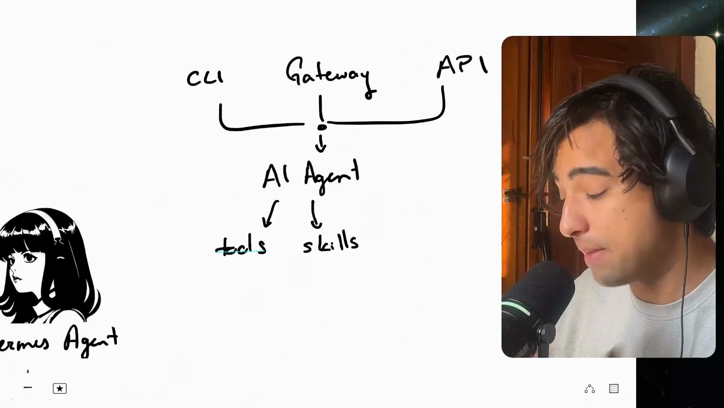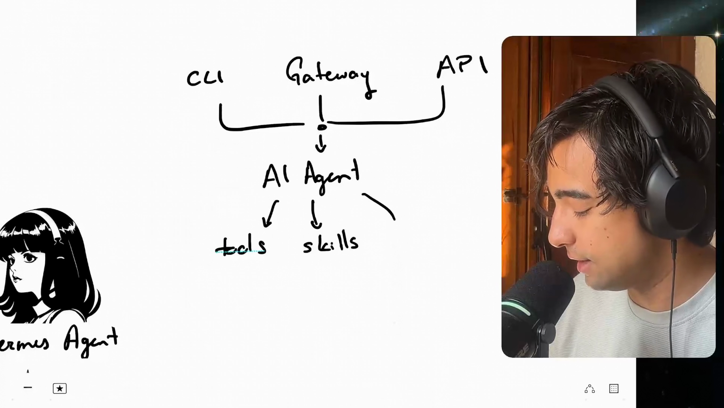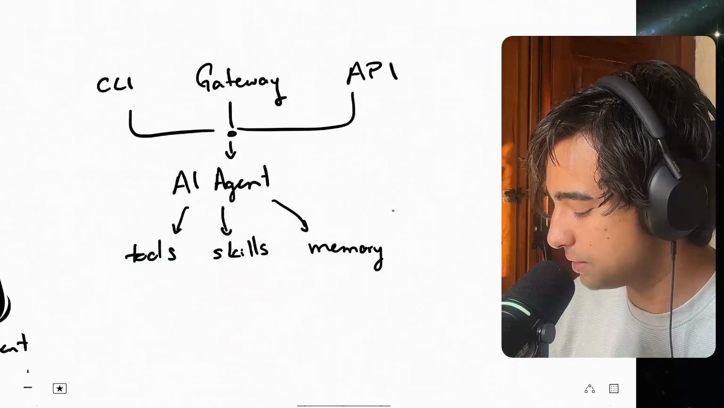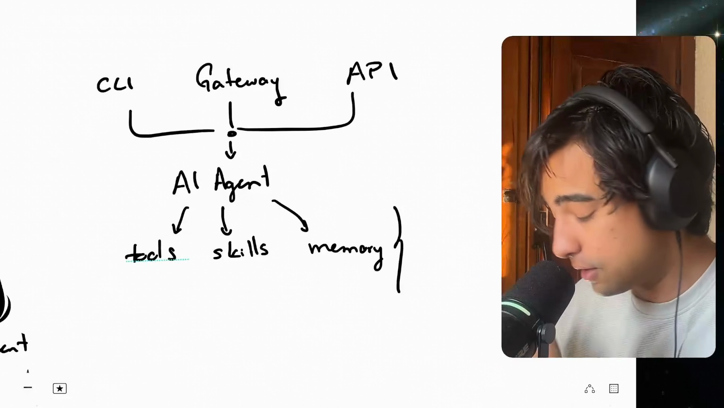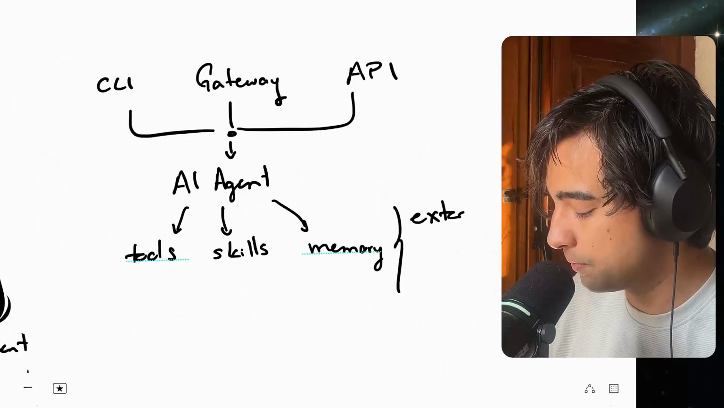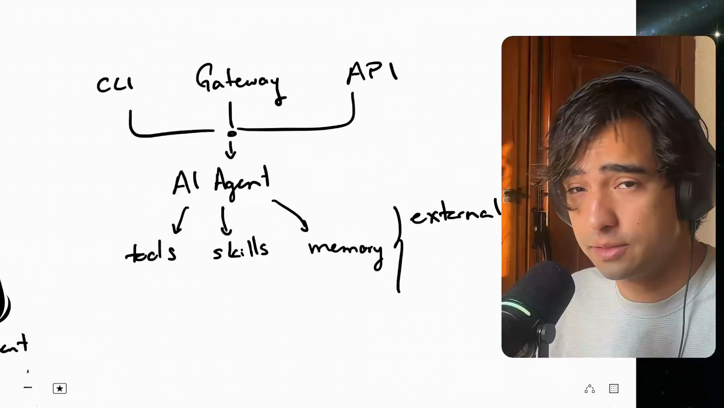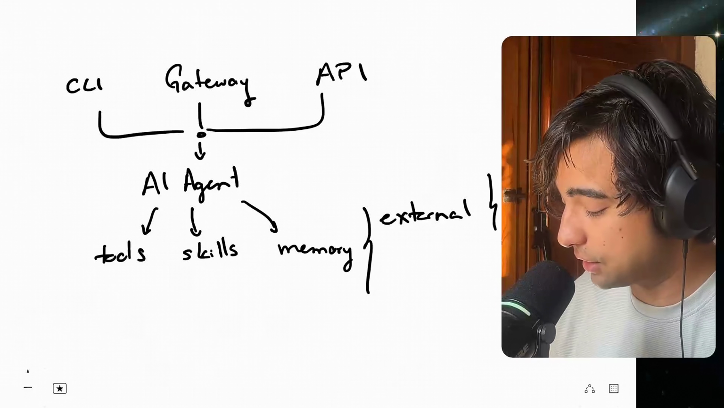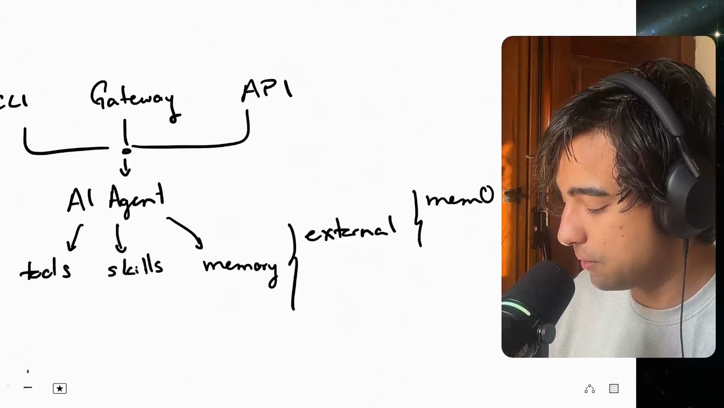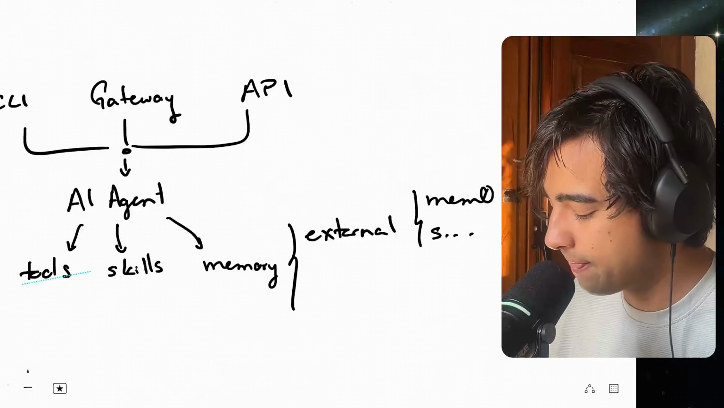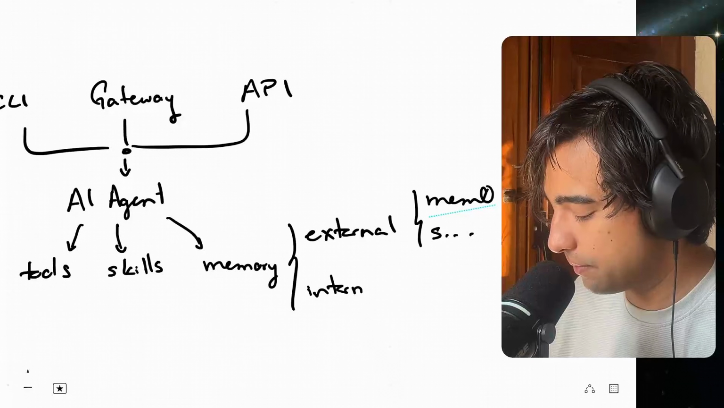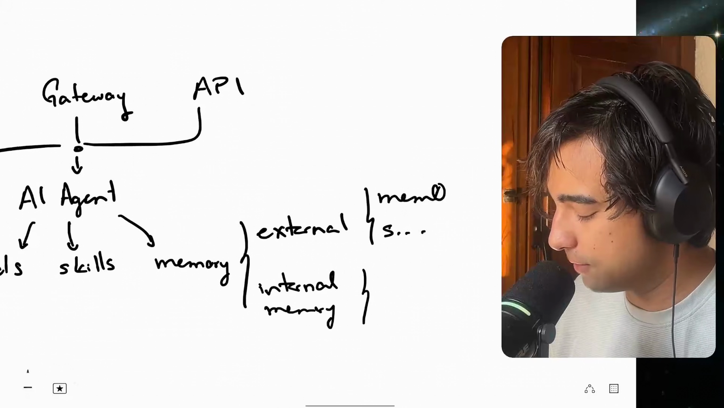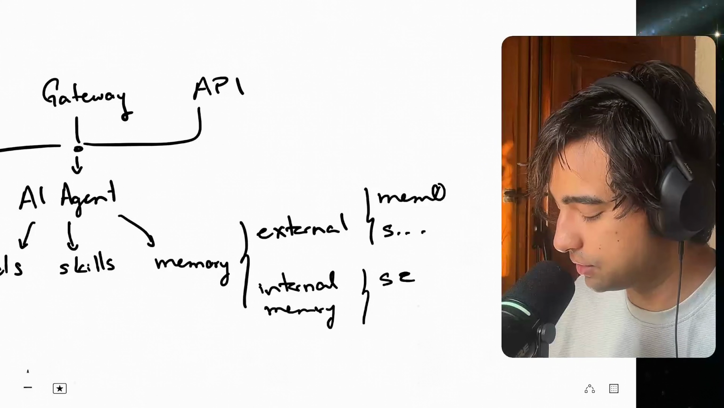It has a memory as well, and here is an interesting thing to keep in mind. It has a memory, but the memory comes in two different parts. It comes in the form of external memory, which we're going to be talking a little bit more about later in the video, which can be external providers such as Mem0, super memory, etc. Okay, and there is internal memory, which are essentially just the session transcripts, okay?